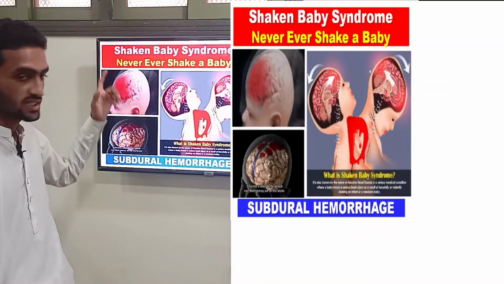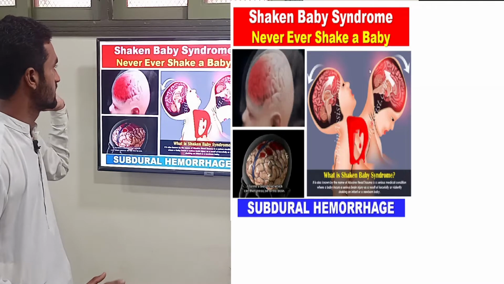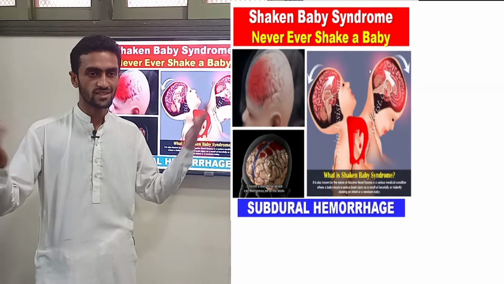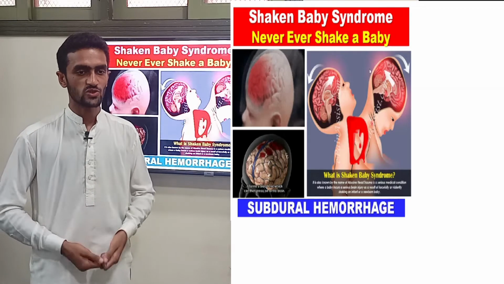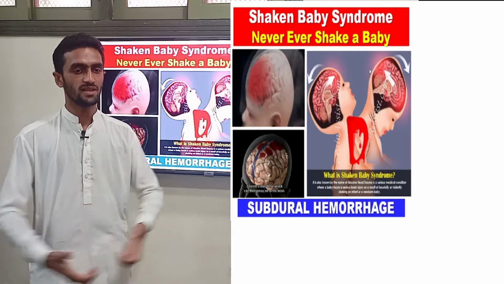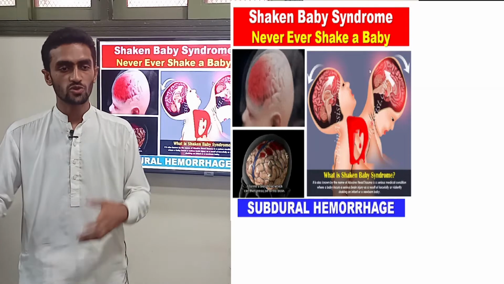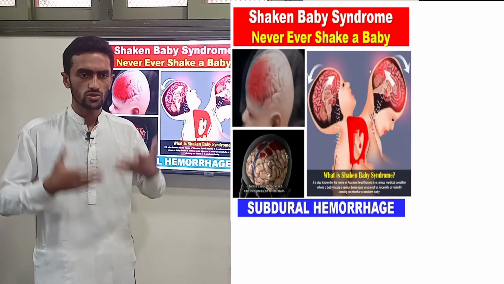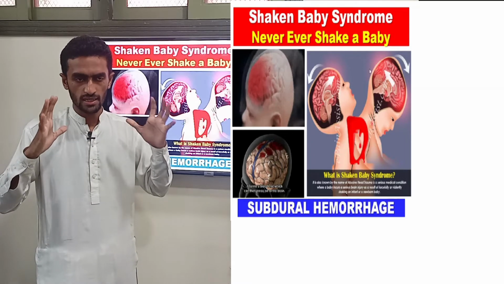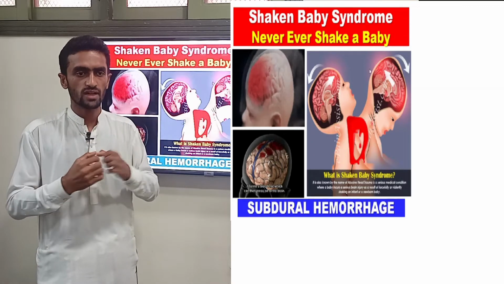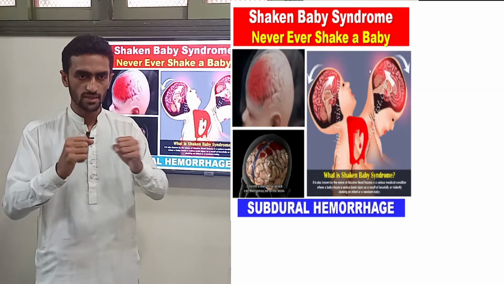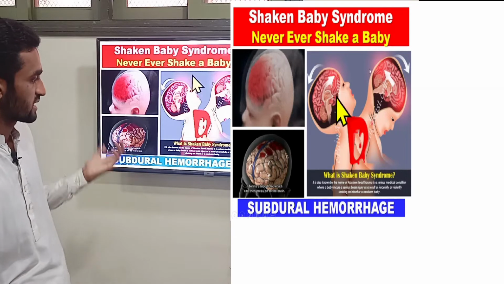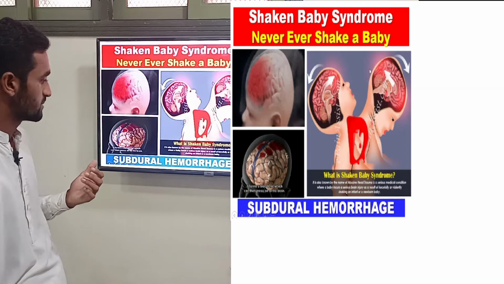Another important thing is the clinical condition, shaken baby syndrome. Some mothers and family members pick up the baby and play with them. Sometimes, because at an early age the meninges are not tight, they are weak, when you pull and shake them, you may cause hemorrhage. Such a hemorrhage can be a subdural hemorrhage.